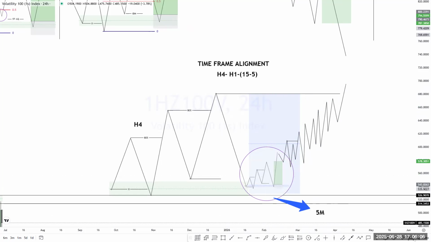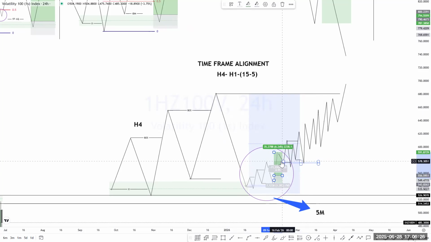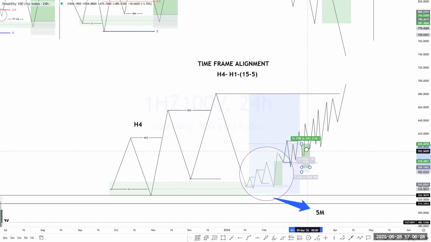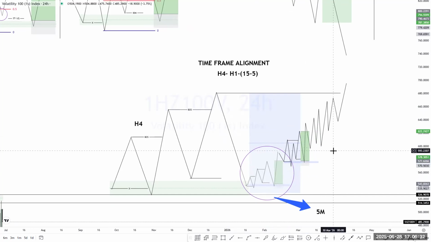So what do we have here? We have the sweep, we have the break already, and we have the structural liquidity. Then this becomes your QML, and you enter from this guy here and you take profit. No SBS, no trade, right?